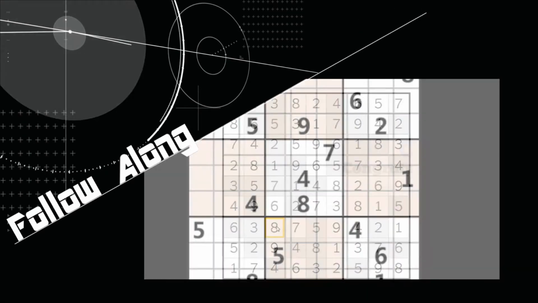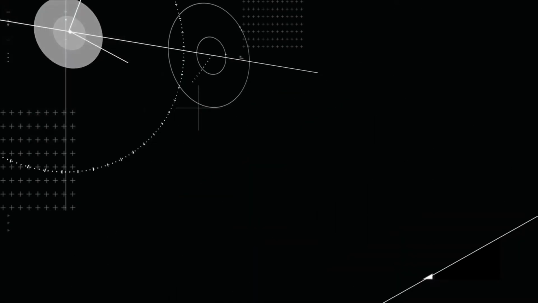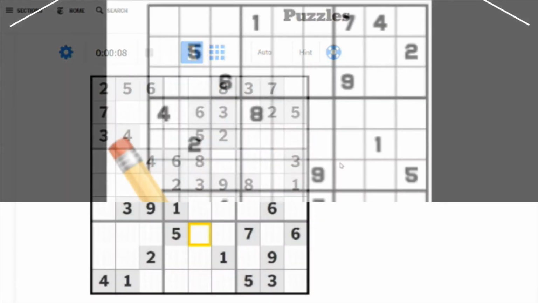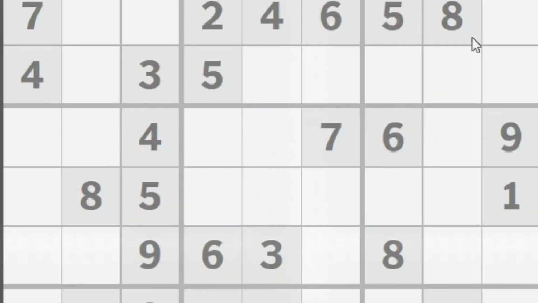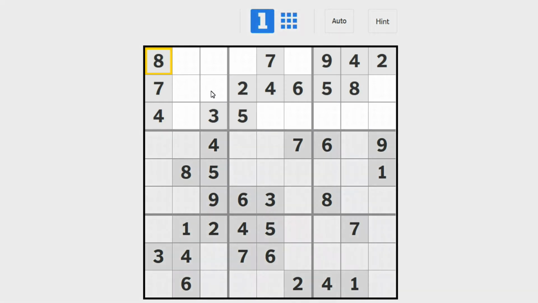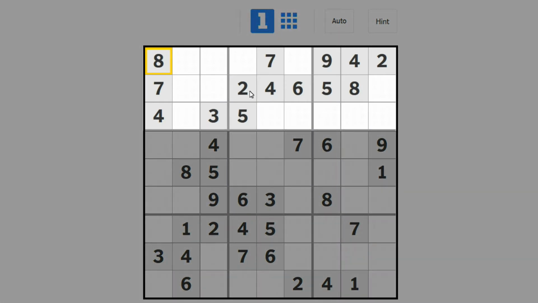This episode focuses on beginner strategies, so let's go ahead and solve another easy level Sudoku puzzle together. Here we have another episode of a New York Times puzzle. Let's begin with looking at the horizontal blocks and scanning for numbers that appear twice.